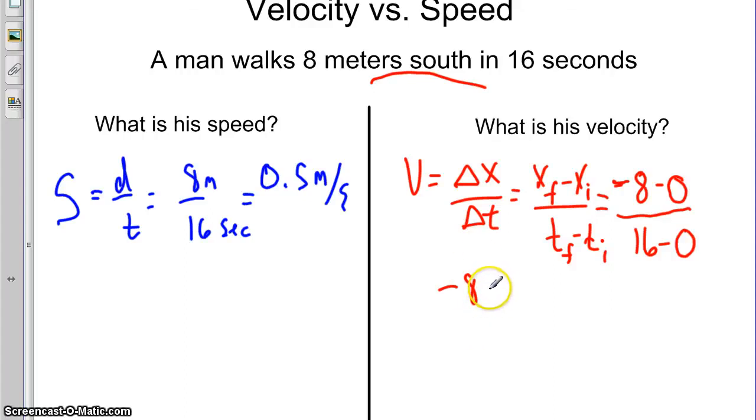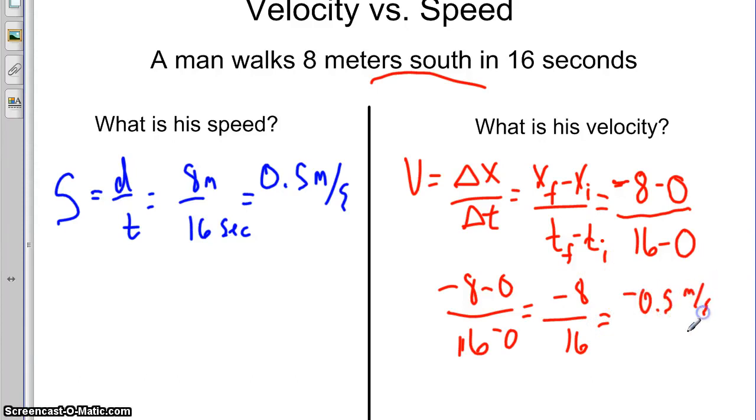-8 minus 0 over 16 minus 0. Okay, I just rewrote everything. Sorry, I'm distracted. Again, -8 minus 0 is just -8, over 16 minus 0 is 16. So when I divide that, I get -0.5 meters per second. Or in other words, this is a vector, so that negative tells me a direction. This tells me I'm going 0.5 meters per second south, and that is my velocity.